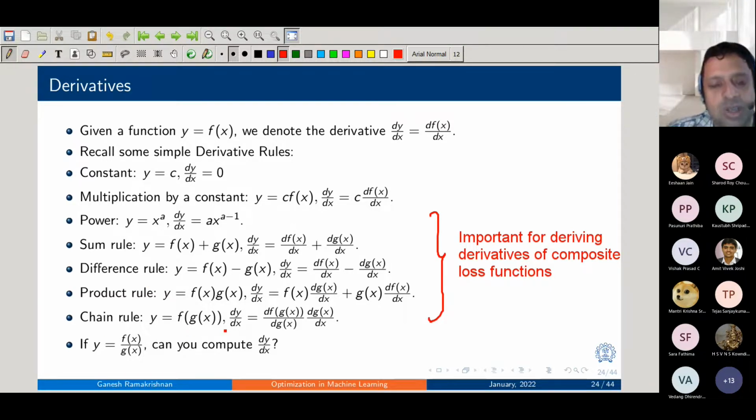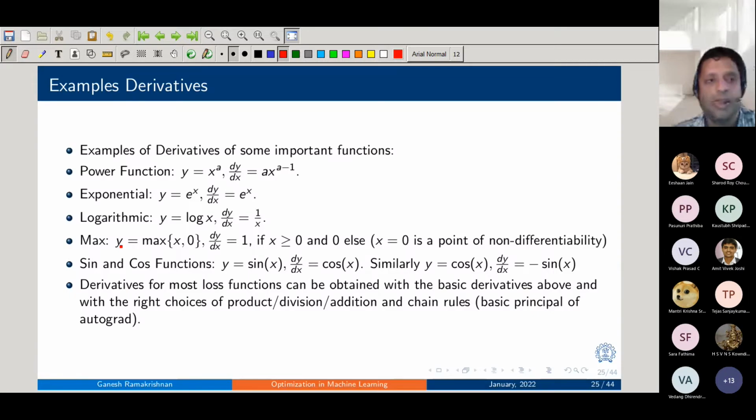If y is f of g of x, then dy by dx is df(g(x)) with respect to g(x) and then dg(x) with respect to x. And then this is a homework problem for you. What happens if you have f(x) by g(x)? So obviously you can think of division as multiplication by the inverse of g(x). So yeah, again, if you're familiar, great. I don't want to spend further time. Okay, and here are the examples of derivatives.